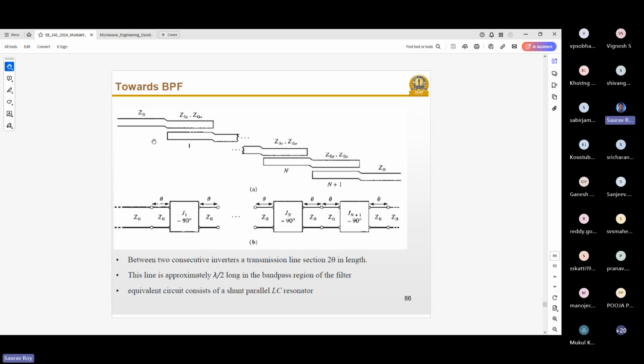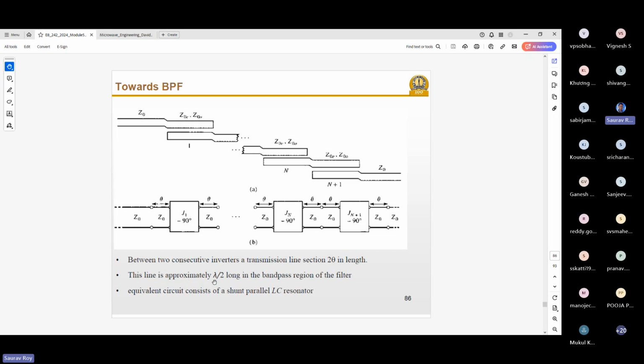If you actually want to design a bandpass filter using this coupled line section, only one section obviously will not do, right? You have to go to nth order, so you have to cascade all of them. Each of them is expressed in terms of ZOE and ZOO. So each coupled line will have two characteristics: one with even mode impedance and another with odd mode impedance. Using those, you can calculate the line length, width, and all these things.